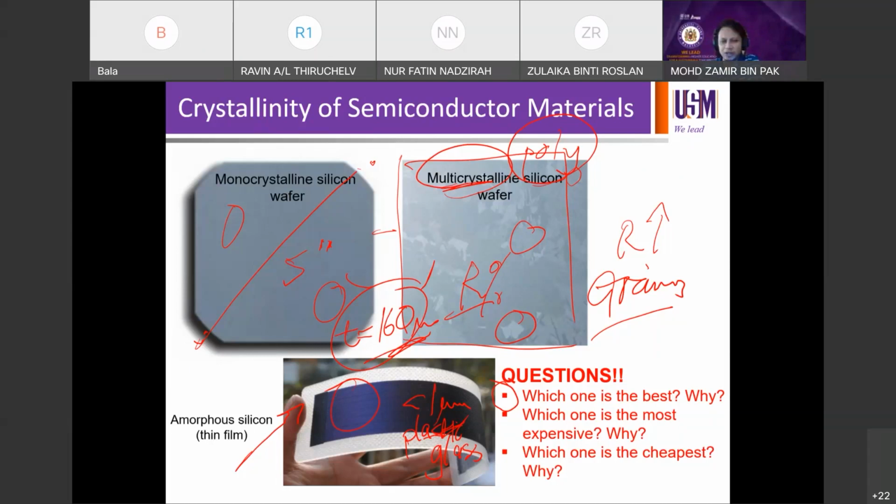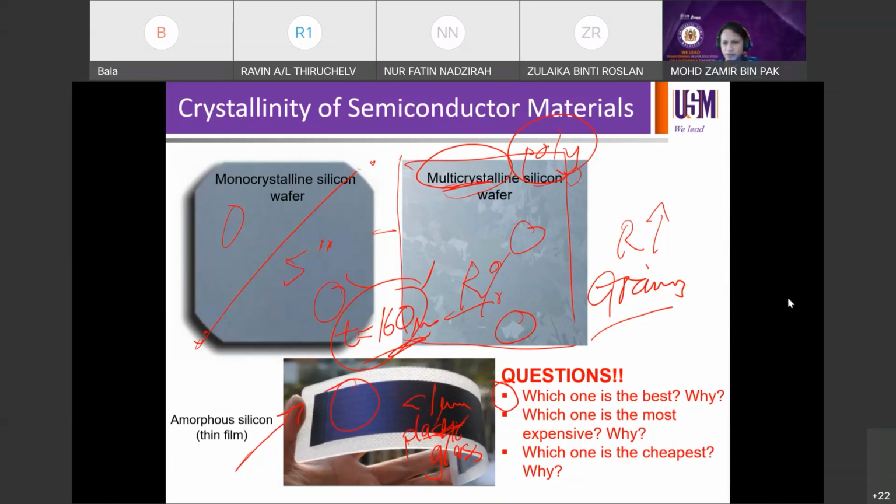What do you think? If you want to produce these materials with different crystallinity, which will contribute to the most expensive crystalline arrangement in terms of the processing that you know so far? Any guess? If you run a factory, which one would be the most expensive one to produce?